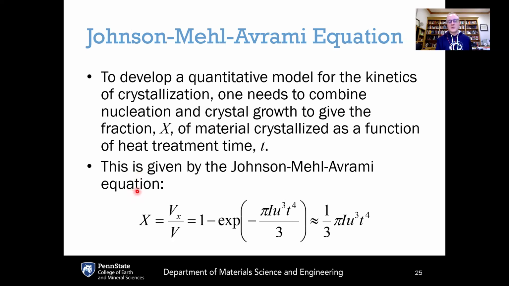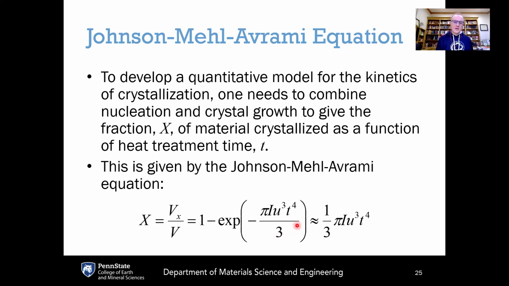And the Johnson-Mehl-Avrami equation gives us then the volume fraction of crystals X in the system, which is defined as the volume of the crystals Vx divided by the total volume of the system. So X is the volume fraction of crystals. And this is equal to 1 minus exponential of minus pi times the nucleation rate I, the cube of the crystal growth rate U, time to the fourth power over 3.